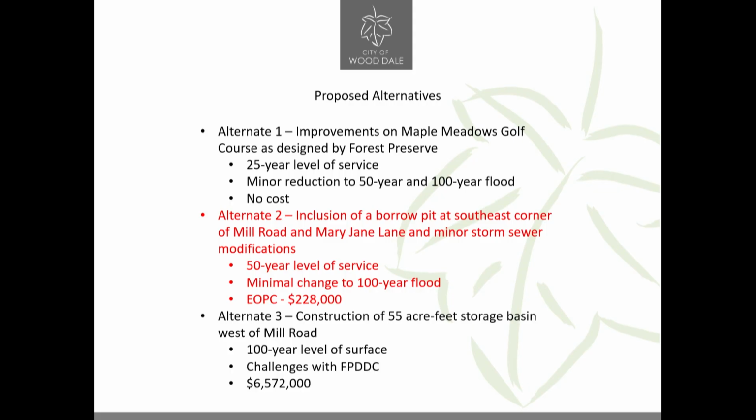In order to eliminate flooding during a 100-year event, we would have to construct a 55 acre-feet storage basin to the west of Mill Road, which is on Forest Preserve property. No telling that they're going to let us do that at all. And that cost was $6.5 million roughly. The option of putting storage underground like we had north of this wasn't really studied too much because it's a much more costly option since we have the available open water storage option in this area. But just for reference, the 1.9 acre-feet of storage that we're proposing with alternate 2 would cost upwards of $2 million to install underneath the roadway.